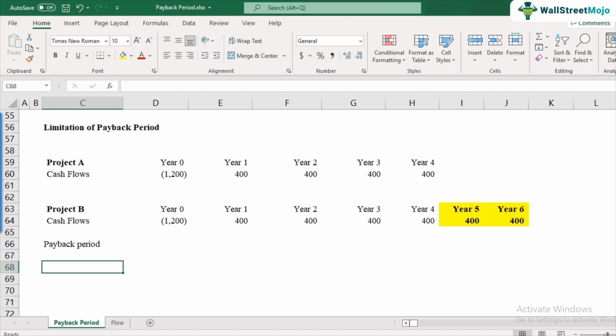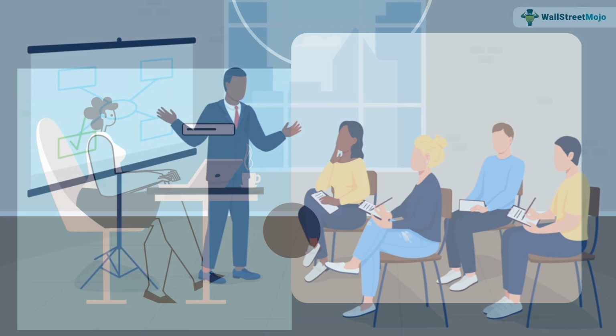So in order to solve this limitation, you will have to use multiple capital budgeting techniques like the net present value, or you can use internal rate of return, or there are other ways in which you can also look at capital budgeting. But payback period is generally not used in isolation. It is used with net present value and IRR to select the project.